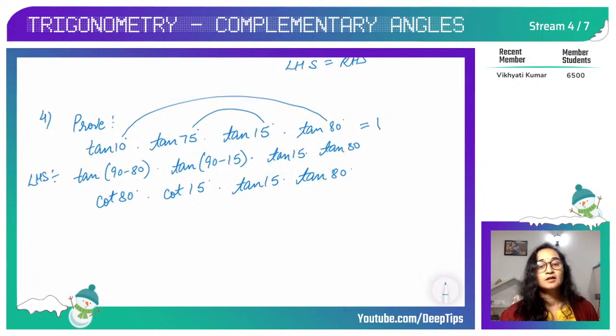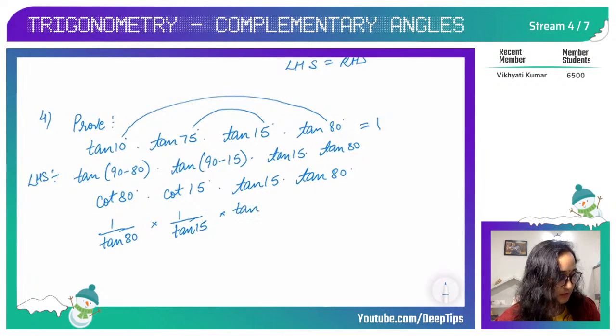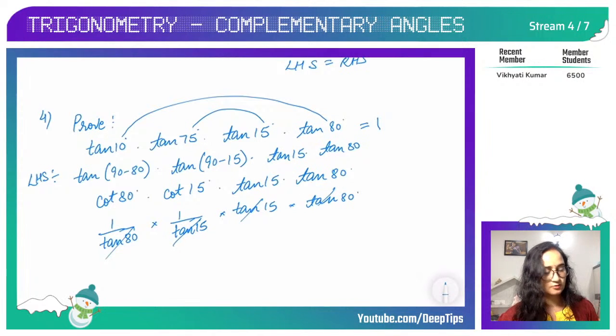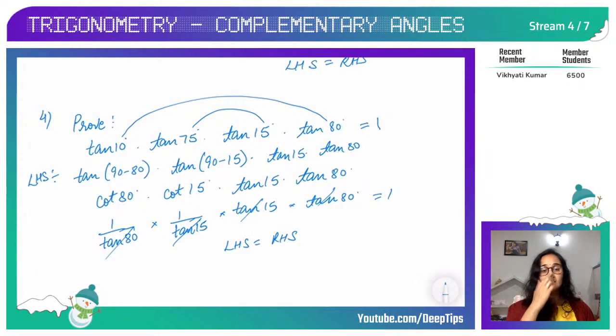Now I know that cot 80 can be written as 1 by tan 80. So I'll write here 1 by tan 80 into 1 by tan 15, into tan 15 as it is, and into tan 80. Okay, so if you look here, all these get cancelled. So 1 into 1 is equal to 1, and my LHS is equal to RHS. So this is how we make use of complementary angles in proving these types of questions. I hope you are clear with this.